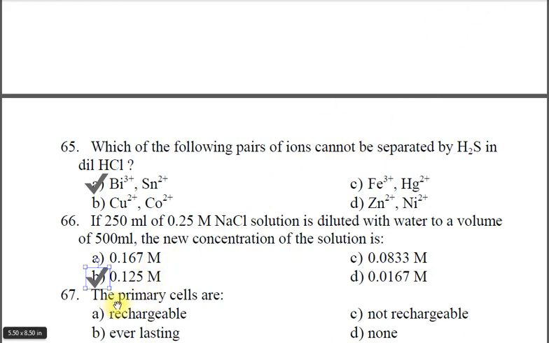Question number 67. The primary cells are A, rechargeable, B, everlasting, C, not rechargeable, and D, none. Out of this, the correct answer is option C. These are not rechargeable because the electrochemical reaction occurring in the cell is not reversible. So they cannot be recharged, they remain uncharged.